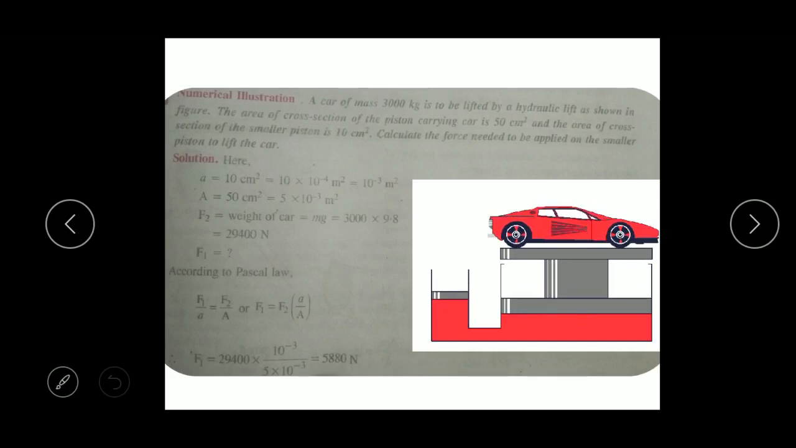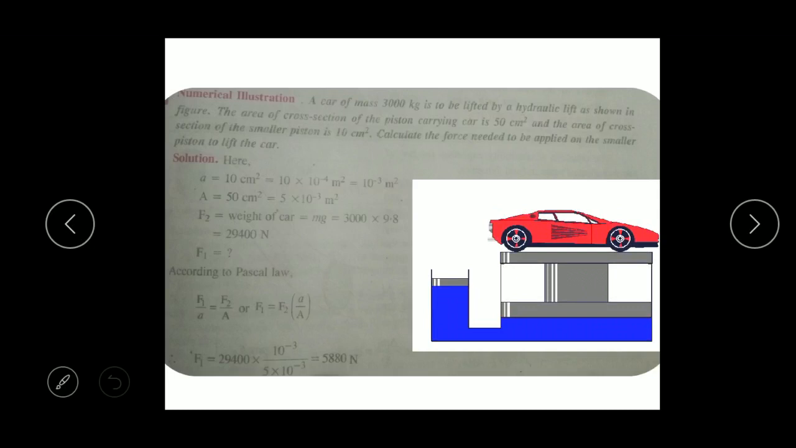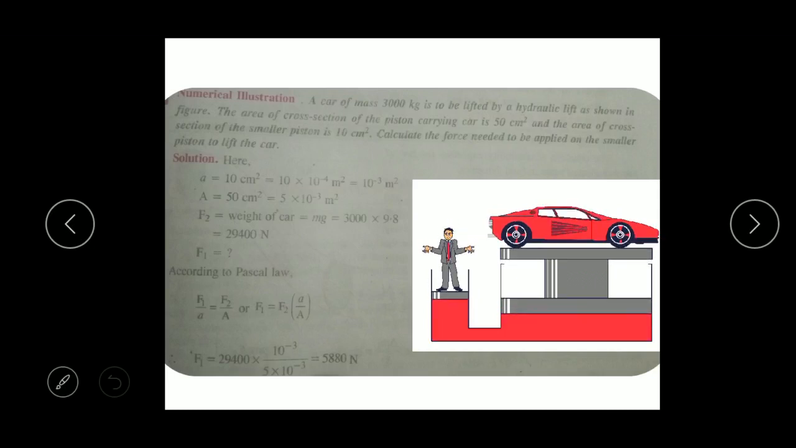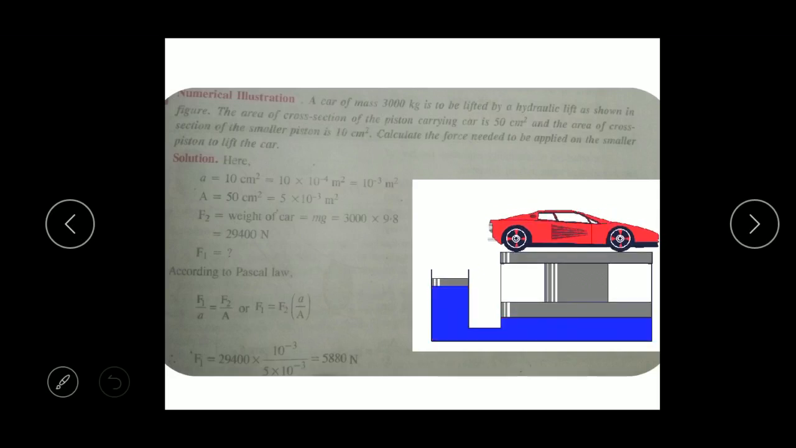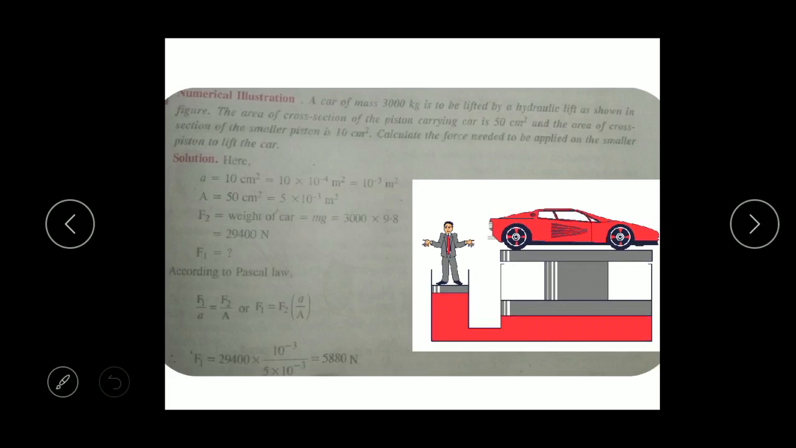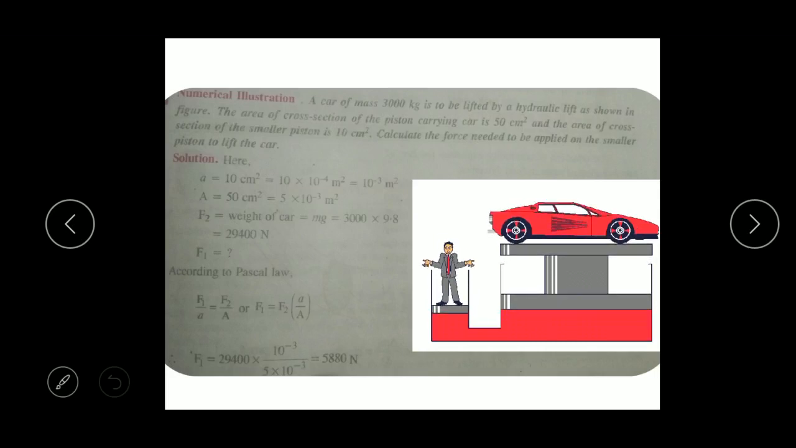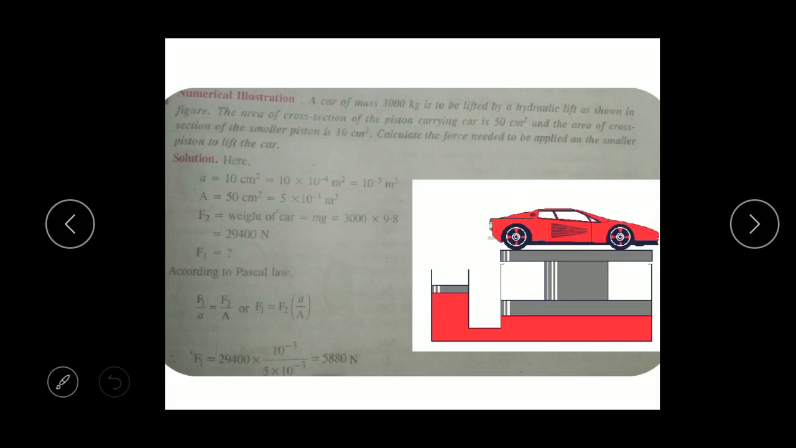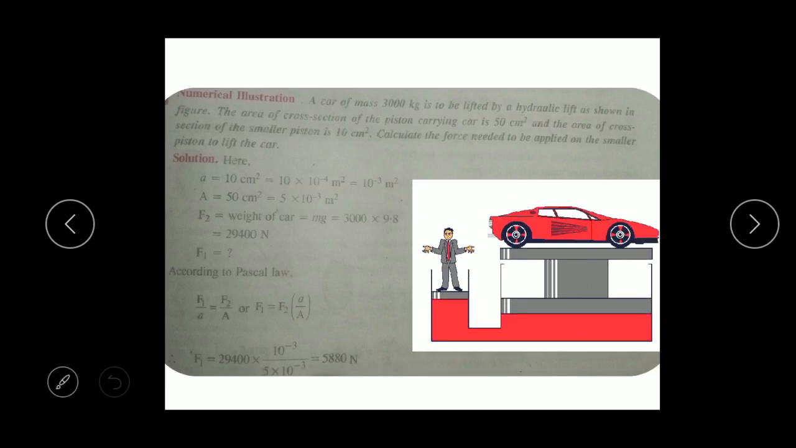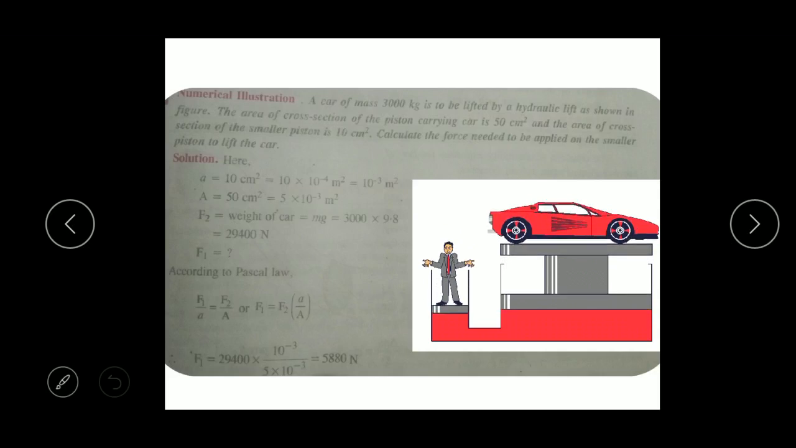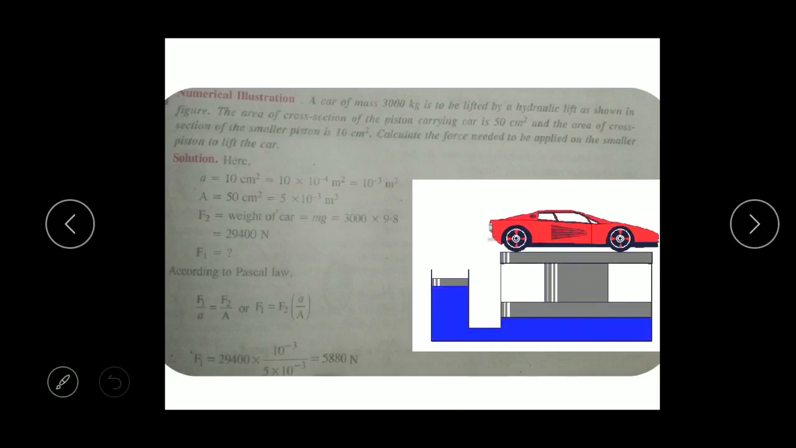So this is the simple example we have solved here, based on the application of Pascal's law, that is the hydraulic lift. The simple law is that the pressure applied at the smaller piston is equally transmitted to the larger piston. So P at the small piston is equal to P at the large piston, that is equal to F1 divided by small a is equal to F2 divided by capital A. You can also write it as F1 divided by A1 is equal to F2 divided by A2, that is, the pressure applied at the smaller piston is equally transmitted to the larger piston. So this is the application of Pascal's law, the hydraulic lift.